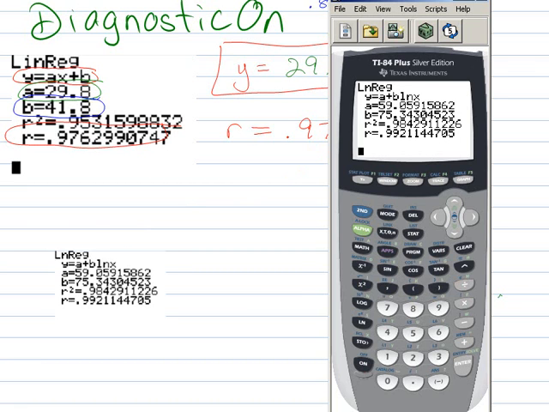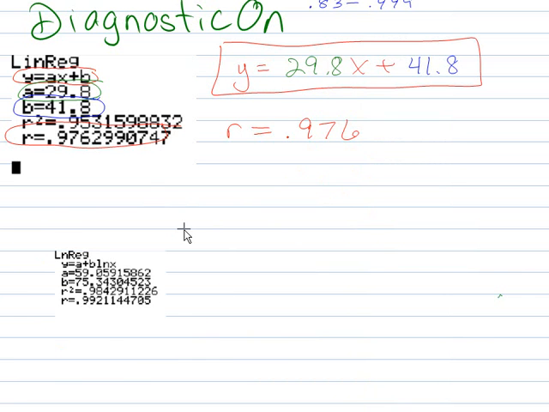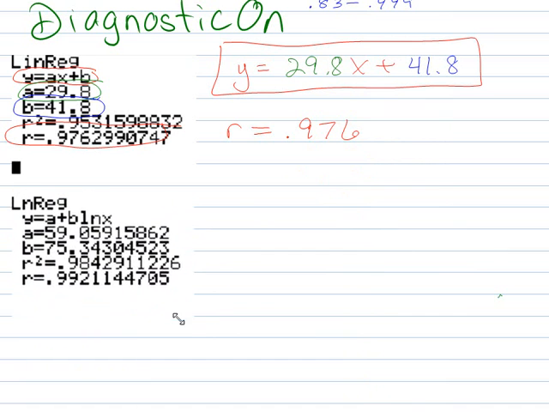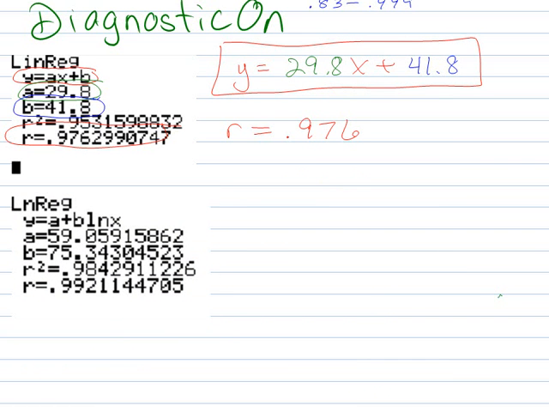The nice thing about these problems is that when you do this on the calculator, it's actually going to give you the general form to get started. So if this is a logarithmic, it's going to be in this form: y equals a plus b log of x. My value for a is 59.059. My value for b is 75.343. So that would be my equation for this data.